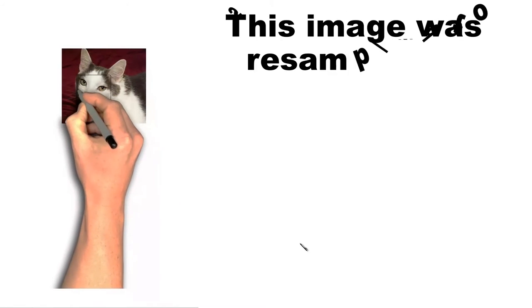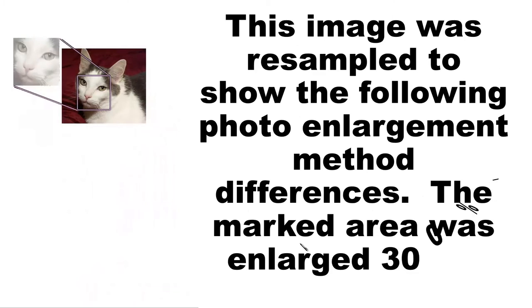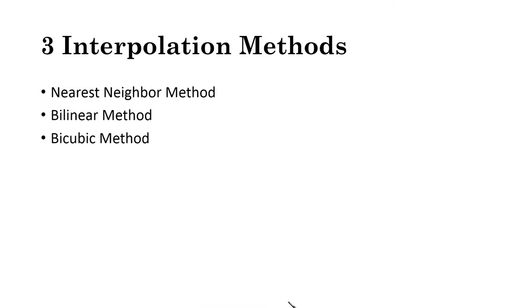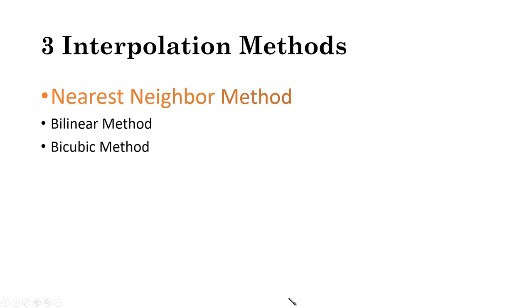This image was resampled to show the following photo enlargement method differences. The marked area was enlarged 300%. First, nearest neighbor photo enlargement method.